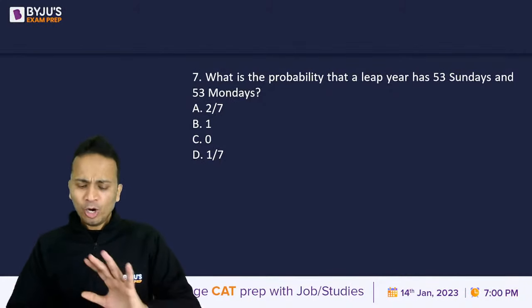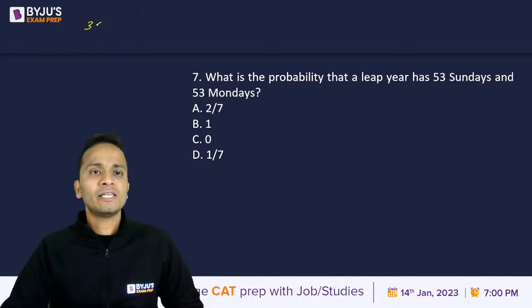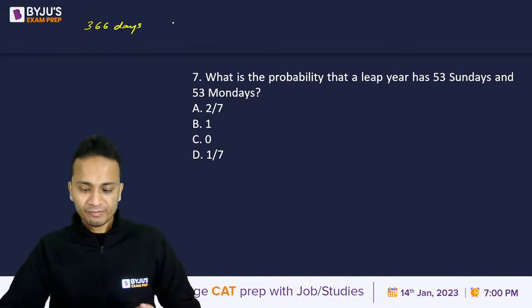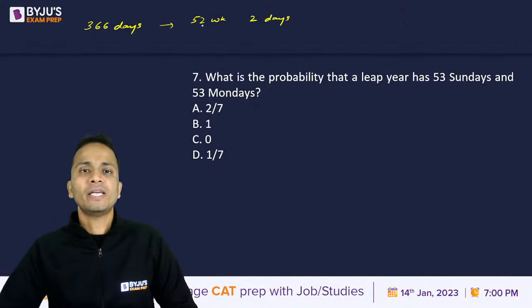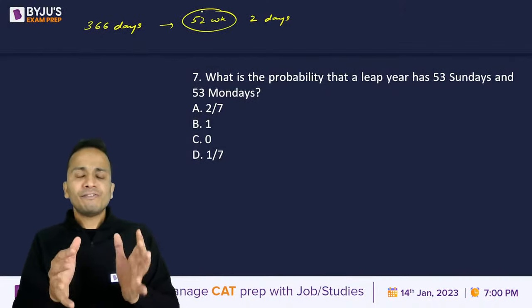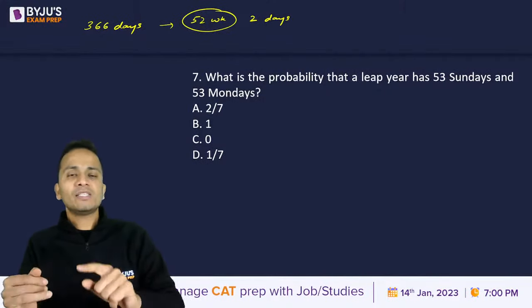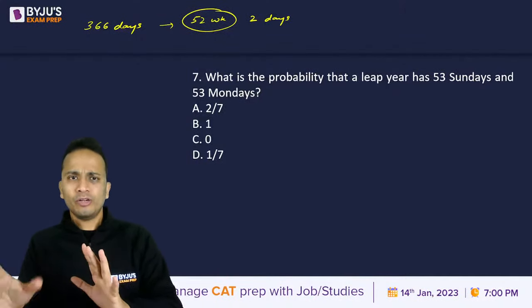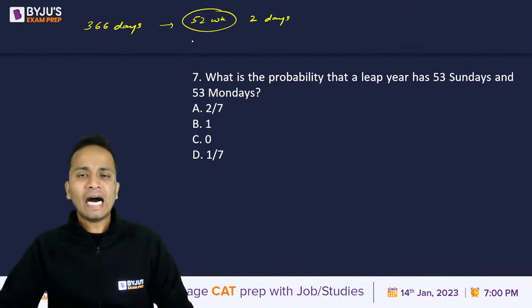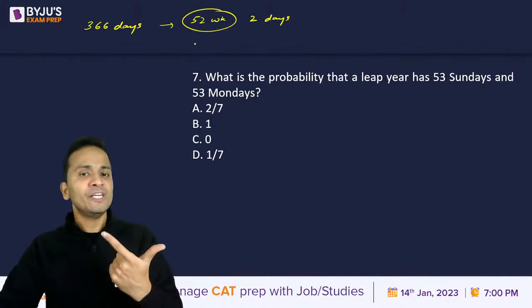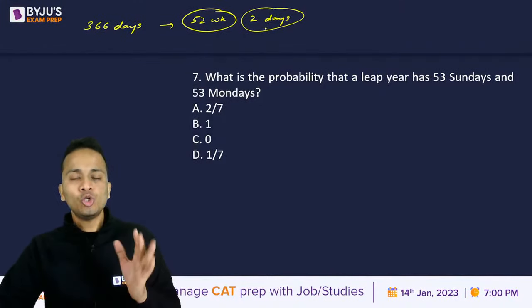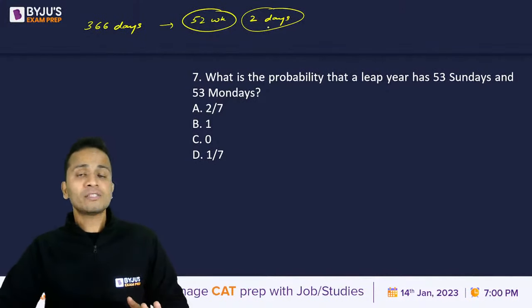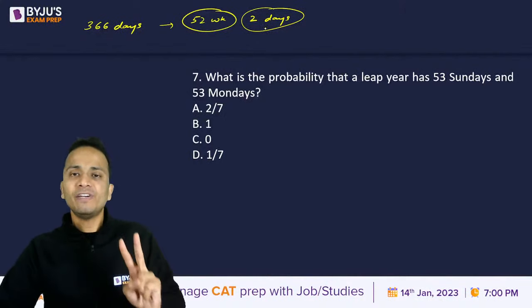Now, we all know about a leap year. Leap year has 366 days in total. Look at the top left side of your screen. 366 days in total. That means 52 weeks and 2 extra days. Now, in these 52 complete weeks, there will be 52 Sundays, 52 Mondays, 52 Tuesdays and so on. So, if I have 52 weeks, already I have 52 Sundays and 52 Mondays. Now these two extra days can be either of the 2 days in the week. No, they cannot be either of the 2 days. They can be either of the 2 consecutive days in the week.